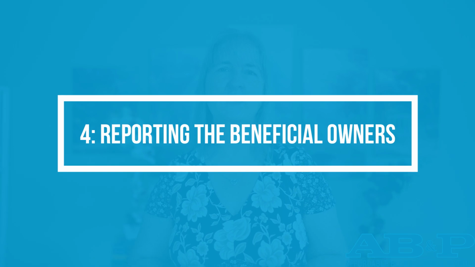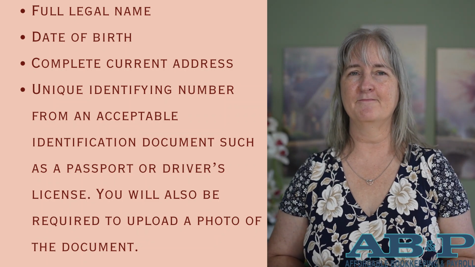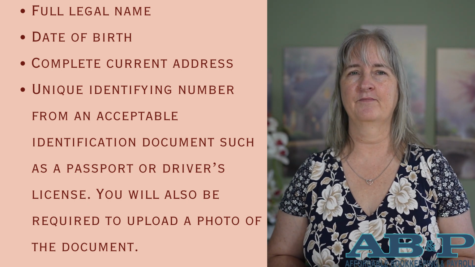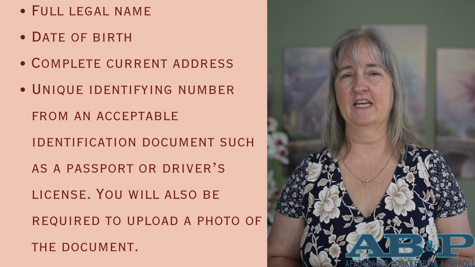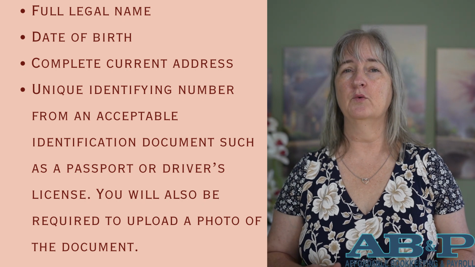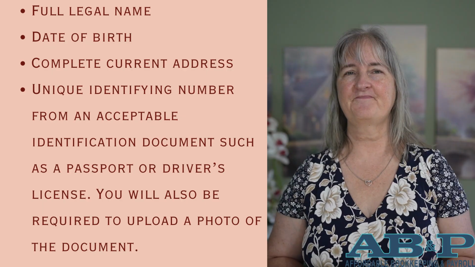Step 4. Reporting the beneficial owners. The information you will be required to report for each includes full legal name, date of birth, complete current address, and unique identifying number from an acceptable identification document such as a passport or driver's license. You will also be required to upload a photo of the document.